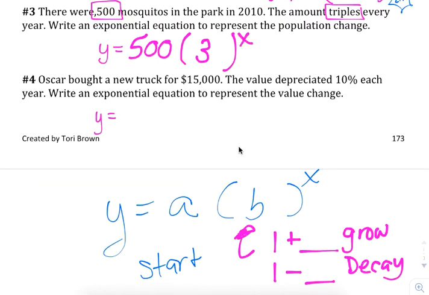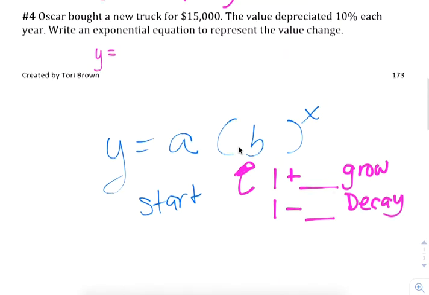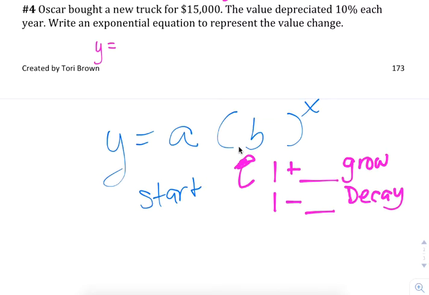Okay. Let's try the next one. Oscar bought a new truck for $15,000. The value depreciated 10% each year. Okay, now 10% is a little tricky. Let's focus on this idea now. So if I know the original value is 15,000, I don't want to put 10 in here because 10 is bigger than 1. 10 would be saying that we're growing. We're multiplying by 10 every time.